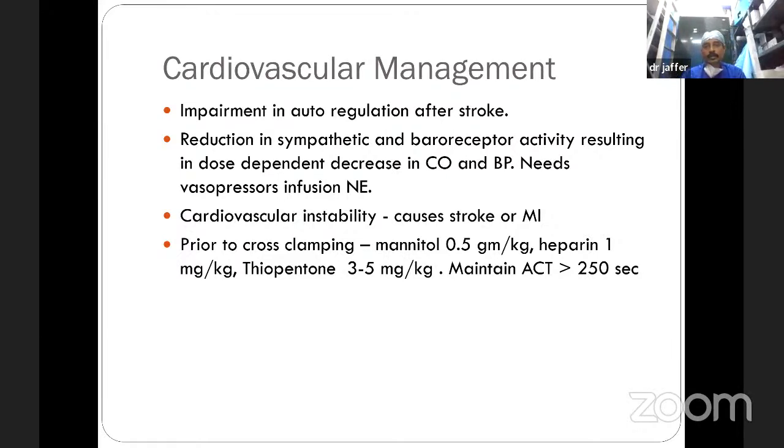But once cerebral autoregulation is impaired, cerebral blood flow becomes pressure dependent. So this should always be kept in mind, because if we increase the pressures, there is a chance of cerebral hyperemia, and if we decrease the pressure, there is more chance of cerebral ischemia. Especially increasing the pressures after stenosis removal leads to cerebral hyperperfusion syndrome in the postoperative period. So this we have to keep in mind. Then similarly, there is reduction in sympathetic and baroreceptor activity, resulting in a dose-dependent decrease in cardiac output and the BP.